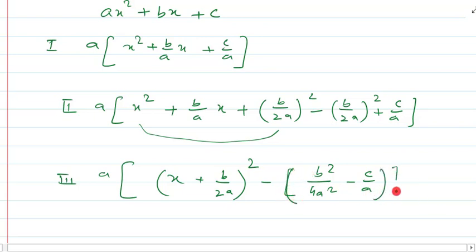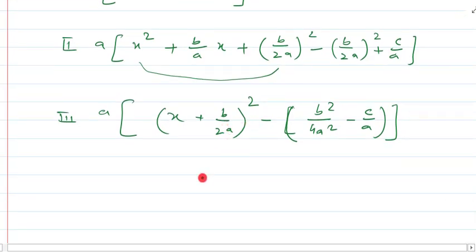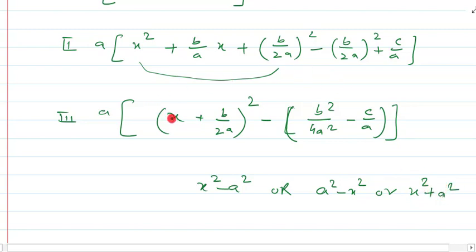Now it is clear that the form we are creating in the denominator is either x square minus a square, or a square minus x square, or x square plus a square if no square root sign is given in the denominator. If a square root sign is given, then the square root sign will come over these, and these will give you any one of the identities that we have earlier discussed. So let us do it in the given example.